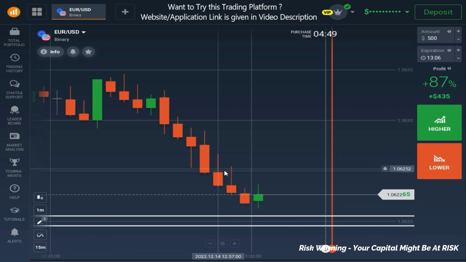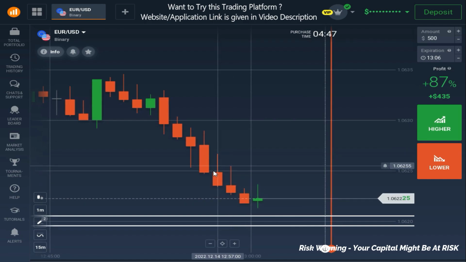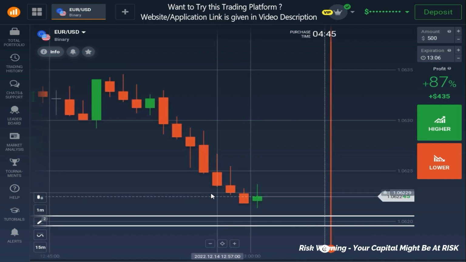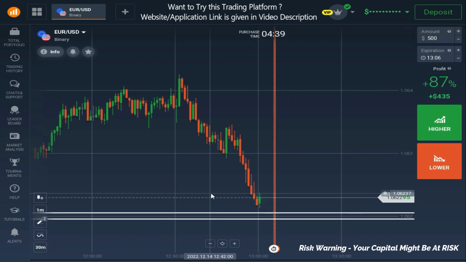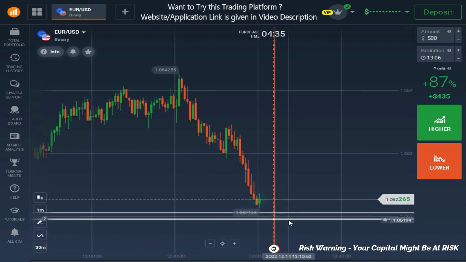As you can see, market is getting weaker and weaker. The size of the candlesticks are getting smaller, which is a good thing. What we need is a reversal candlestick pattern formation, and then we are good to go.